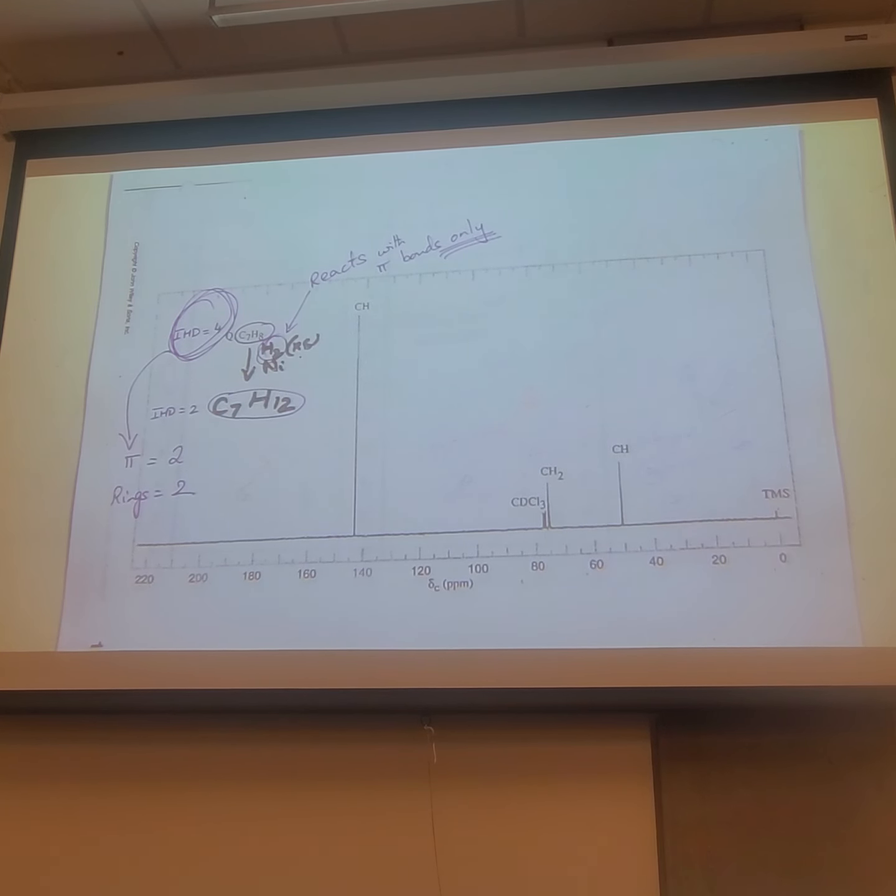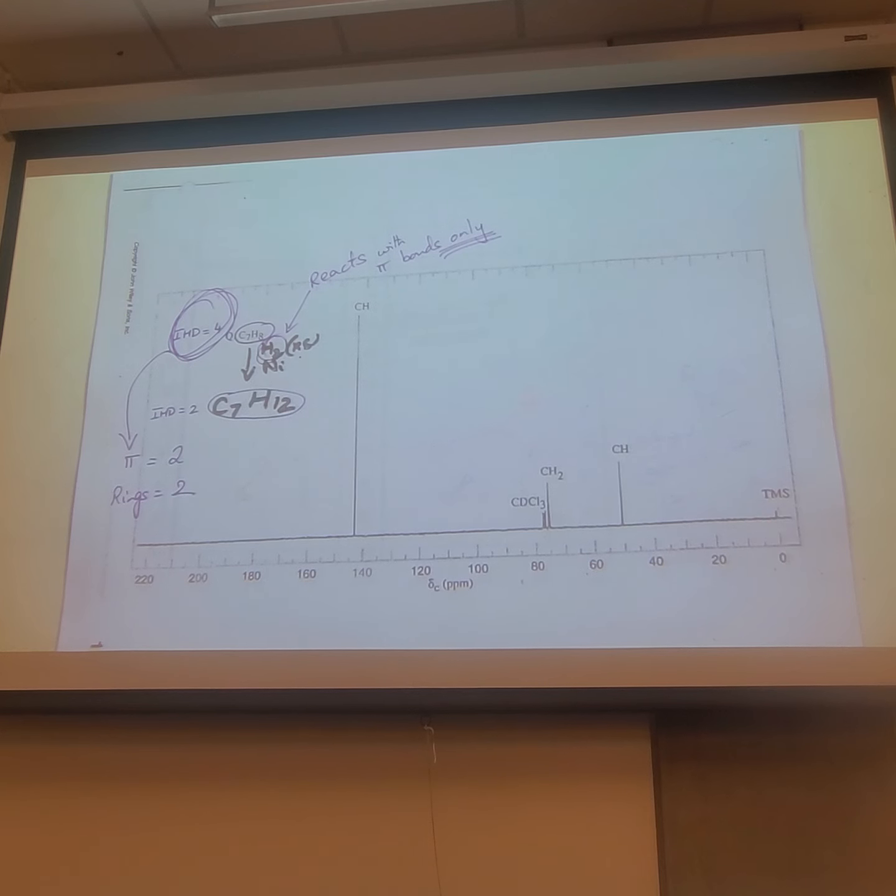No, that's wrong. So what would we have to do? Like 12 H's and 7 C's? We have the right C7H8. Yeah, we're doing the first one, IHD total 4. Yeah, we're doing C7H8. So we have to figure out a structure.